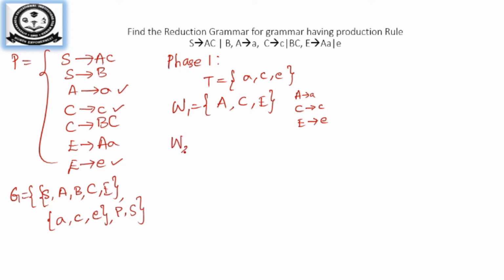Now what is W2? From W1 you have to choose the non-terminal variables that can produce other productions, that is, it can be derived into other non-terminal variables. So we will find. First A. A tends to A alone, so there is no change in that, so we will leave that. Next one is C. You can see C derives C, so we will take C, but we will not be taking C implies BC. Why? Because B is not in W1. B is not in W1. So this production will not be considered, but C implies C will be considered.